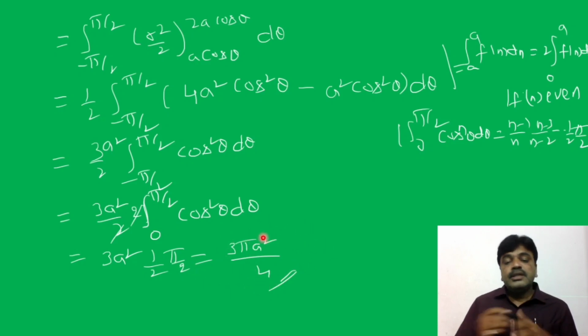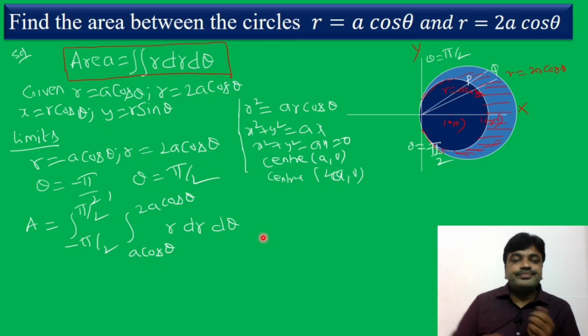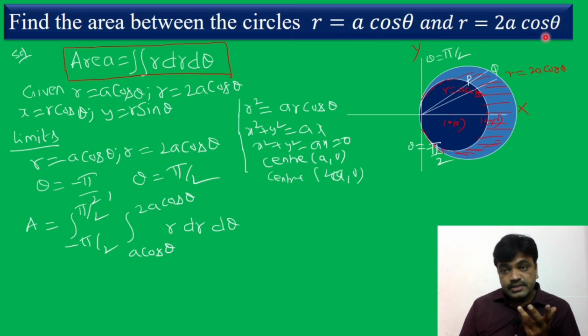Sometimes they may ask r is equal to cos theta and r is equal to 2 cos theta in place of r equal to a cos theta, or sometimes r is equal to 3 cos theta and r is equal to 4 cos theta. In place of a, they may ask any value, friends. This is a generalization. If you have done this problem, you can solve any problem.